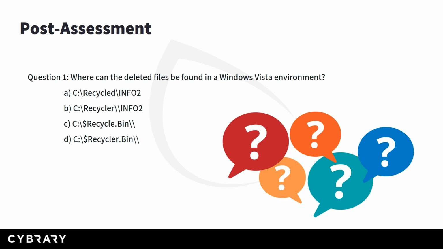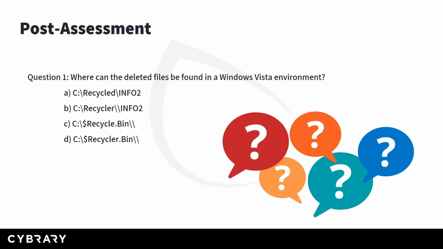Okay, here's a quick question for you. Where can the deleted files be found in a Windows Vista environment? Do you think it's A, C:\recycled\info2, or B, C:\recycler\info2, or C, C:\$recycle.bin, or D, C:\$recycler.bin? If you said C, you are correct.